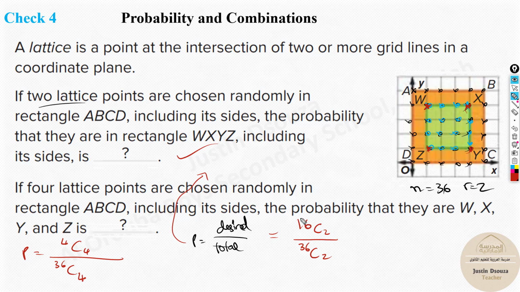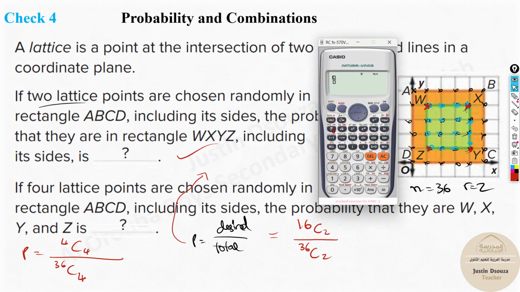I've written 4C4 because I've written this as r equals 4, right? So that's the reason. Over here also I've written 16C2. That's the reason. Or you can easily understand WXYZ, 4 points also have to be selected. Only one possible way. That is 1 over here in the desired outcome. So now we can just put this in the calculator and solve it.